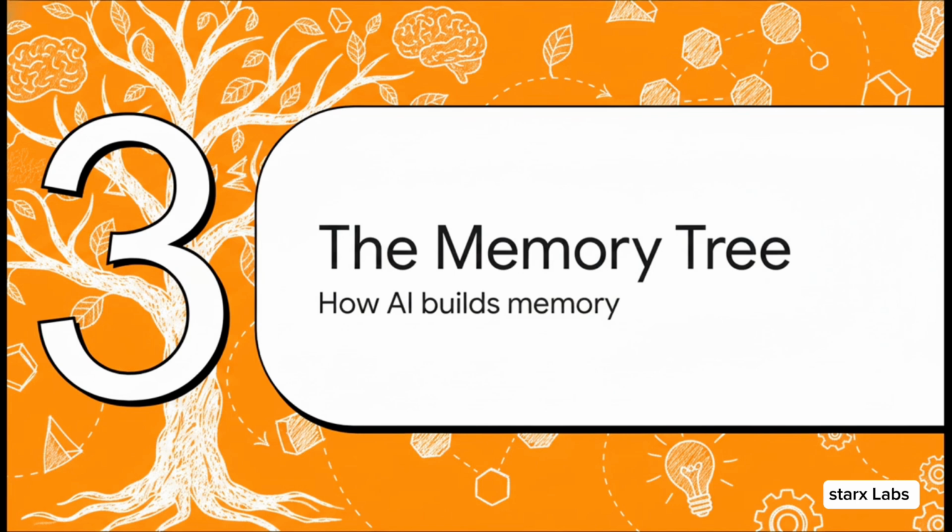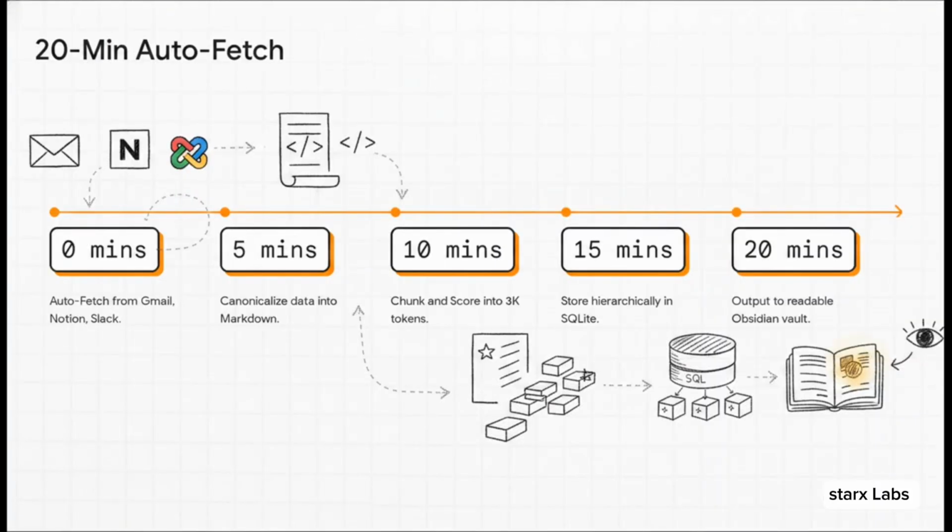All right, Section 3, the memory tree, how your AI builds its memory. This is the absolute spine of the whole architecture. Every 20 minutes, like clockwork, a background worker runs this totally fascinating auto-fetch loop without you lifting a finger. Currently, it hooks into Gmail, Notion, and Slack. At minute 0, it pulls in your unread messages. By minute 5, it canonicalizes that into readable markdown format. At 10 minutes, it chunks and scores everything into these neat 3,000 token blocks based on importance. Then it stores them hierarchically in a local SQLite database, and finally outputs it all to an Obsidian vault.